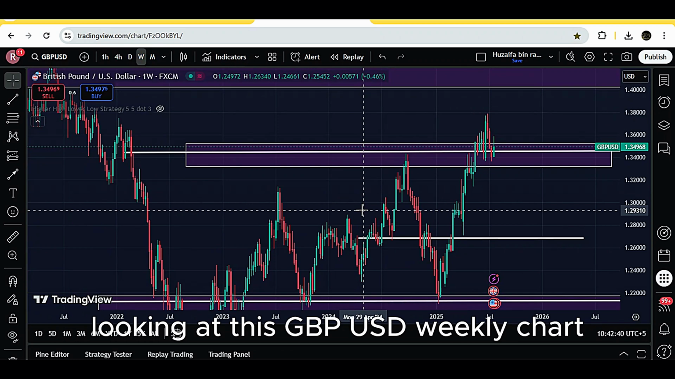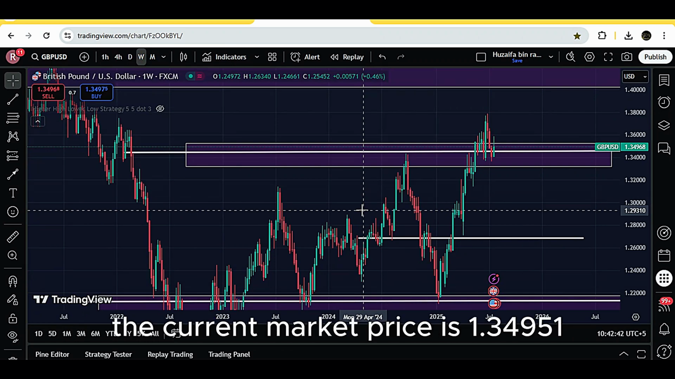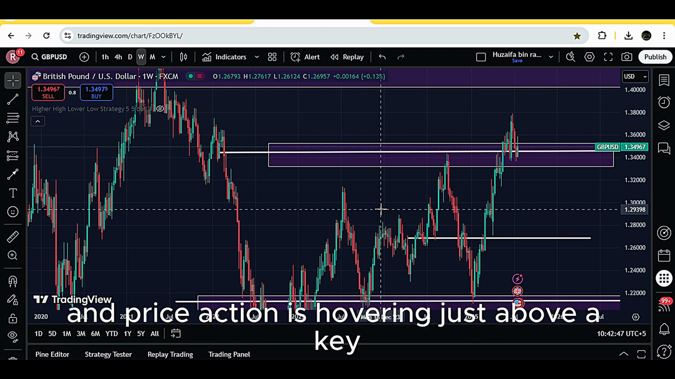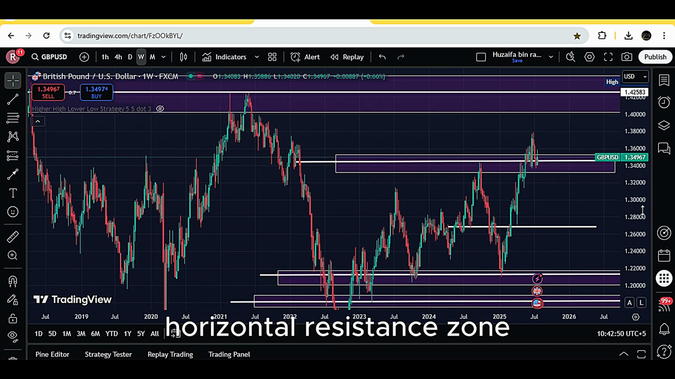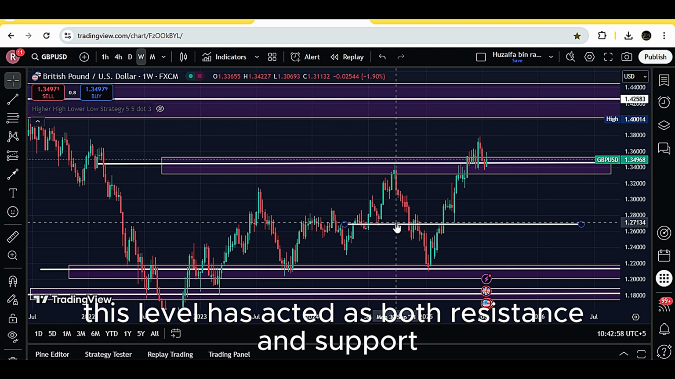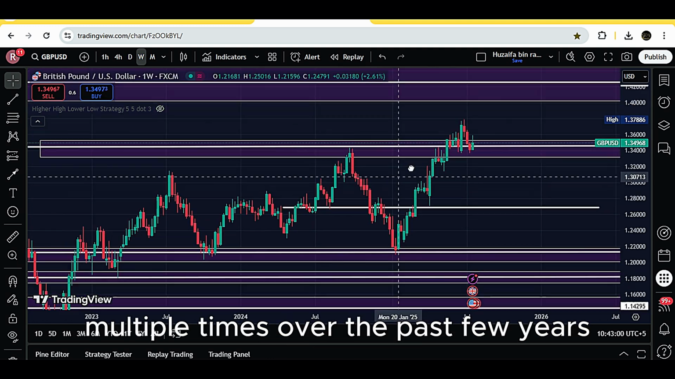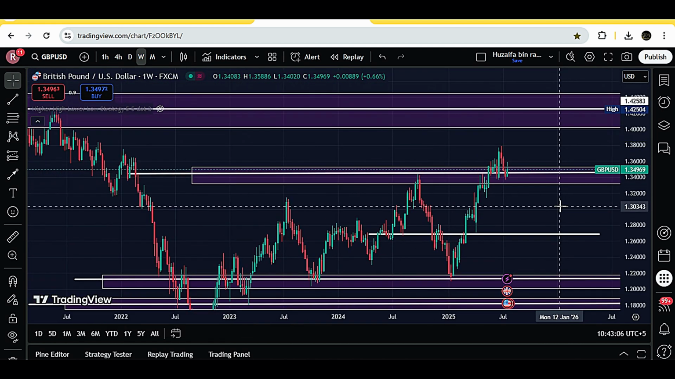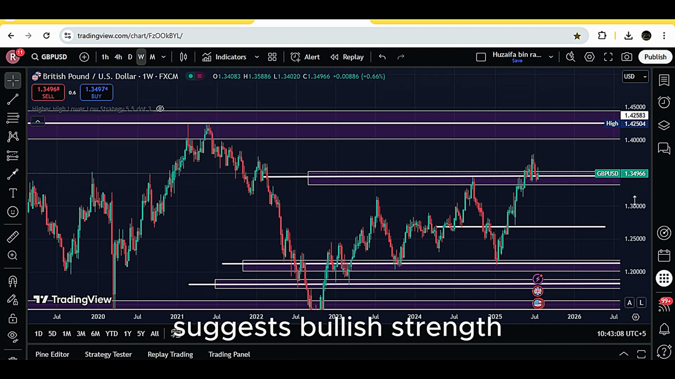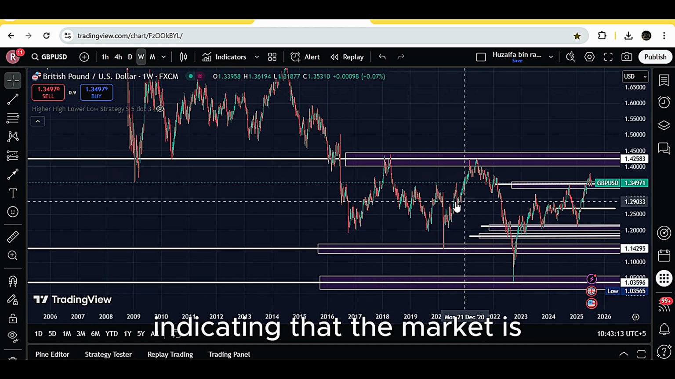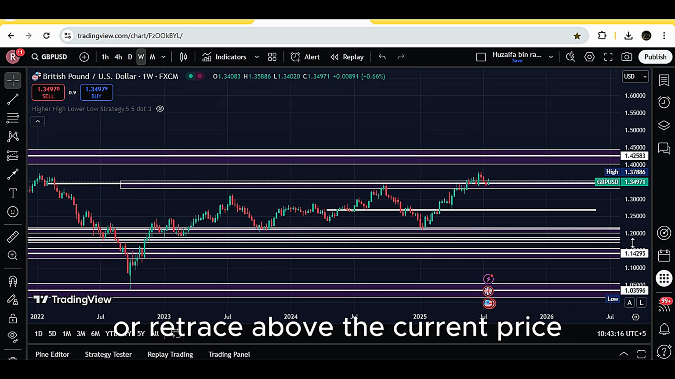Looking at this GBP/USD weekly chart, the current market price is 1.34951, and price action is hovering just above a key horizontal resistance zone around 1.34000 to 1.34500. This level has acted as both resistance and support multiple times over the past few years, making it a pivotal area for traders. The recent breakout above this zone suggests bullish strength, but price is now consolidating, indicating that the market is deciding whether to push higher or retrace.